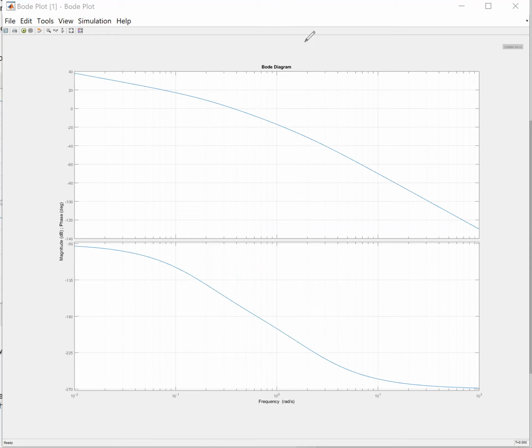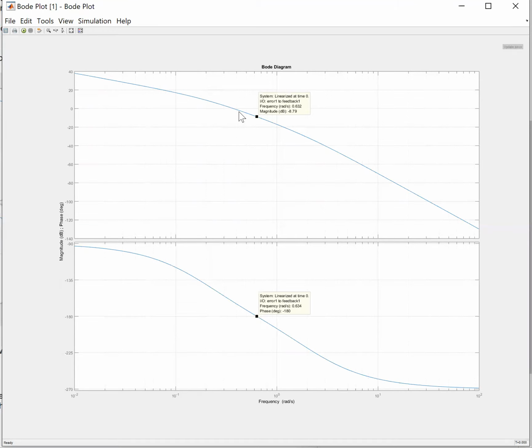So first, let's look at what we actually have here. I'm going to put some cursors on the screen so I can get better values. There's the minus 180 degree point at 0.63 radians. So I'll go up to the gain plot at 0.63 radians, and I can see I've got about 8.7 dB of gain margin.